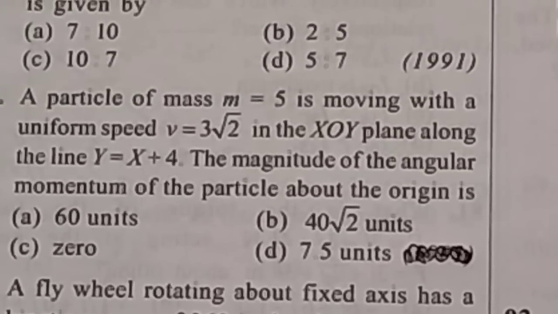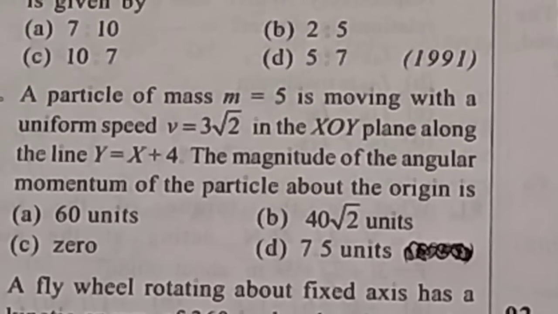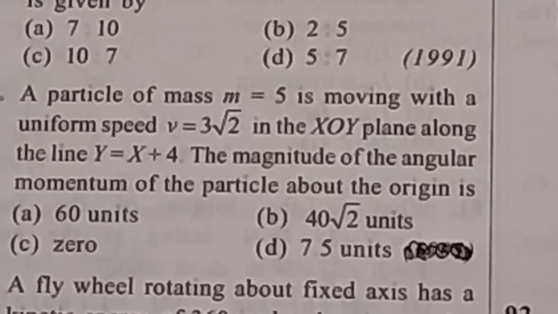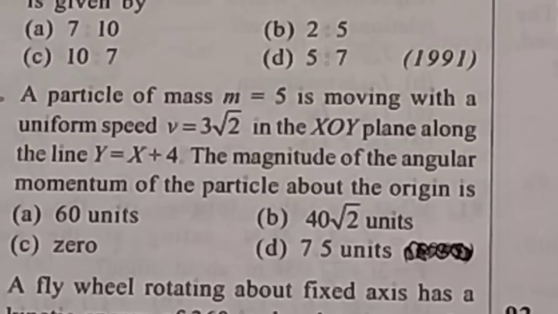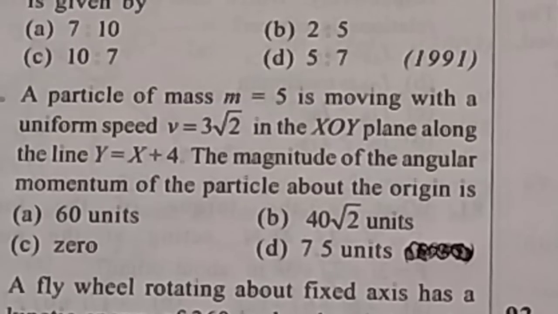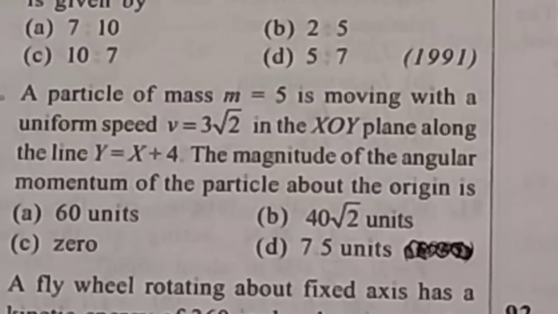A particle of mass 5 is moving with a uniform speed v equal to 3 root 2 in the XOY plane along the line y equal to x plus 4. The magnitude of the angular momentum of the particle about the origin is how much?